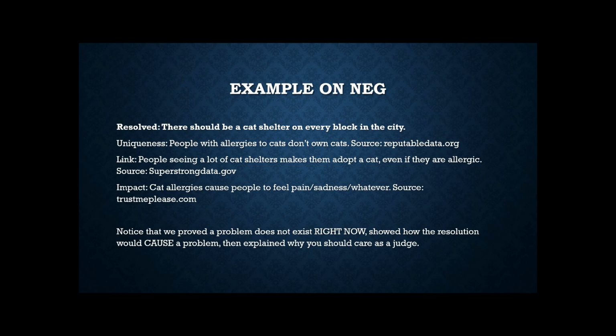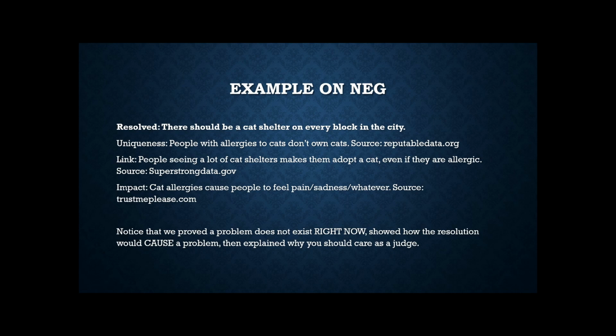So first, we'll be proving that a problem does not exist right now. We'll say, right now, people who are allergic to cats do not get them. You don't adopt a cat if you're allergic, obviously, right? But then we'll show a link. We'll say, well, actually, if there's a bunch of cat shelters everywhere, people might feel pressured into adopting these cats, even if they are allergic, and pretend I have really good evidence that actually proves that.